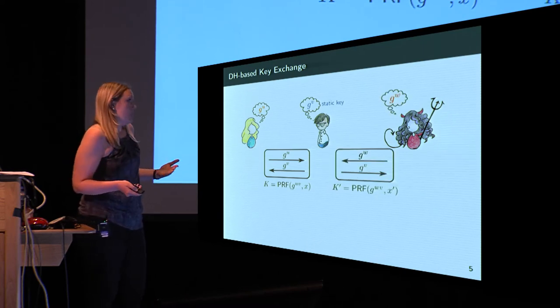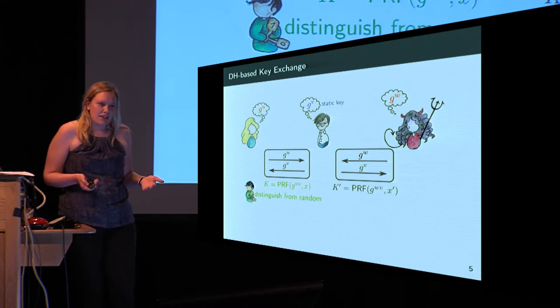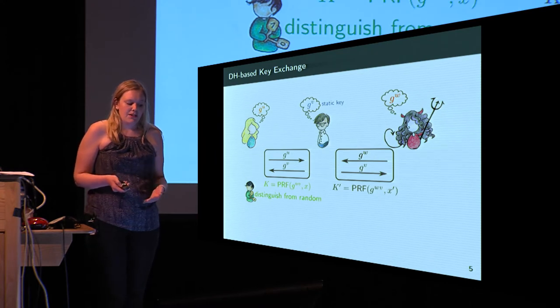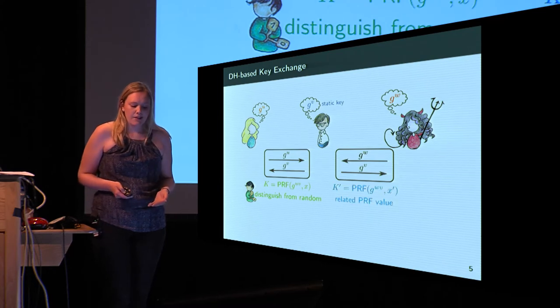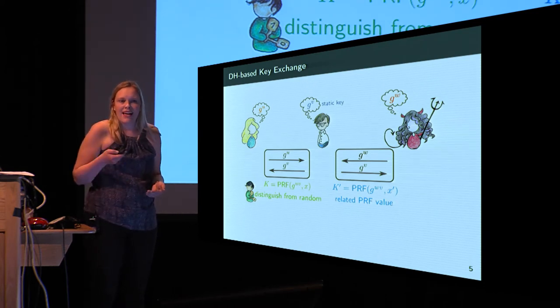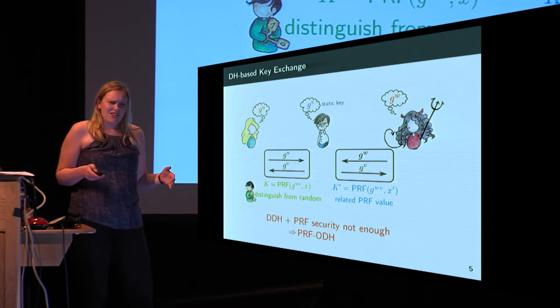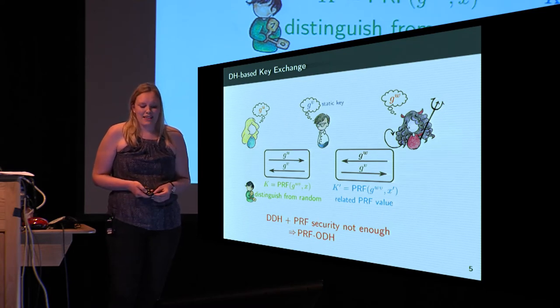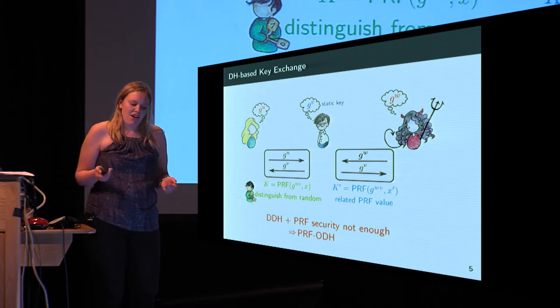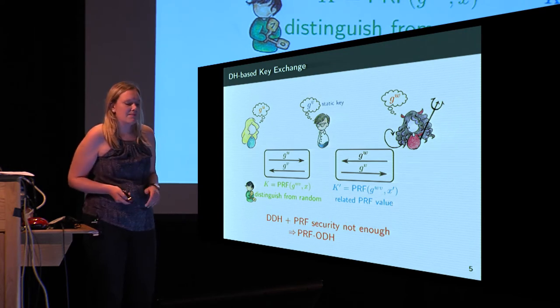But nothing hinders our adversary from doing the same, right? Our adversary Eve also initiates a key exchange with Bob and derives a K prime value, which is keyed with g to the wv. Now, traditional key exchange security asks our adversary to distinguish some session key, say this one, from random. However, we're in the setting where there are related PRF values around, related in the sense that the key that goes into the PRF has a common Diffie-Hellman share with our so-called tested session key, this K over here. As it turns out, just assuming DDH and PRF security is not enough in this setting. We find ourselves in the setting of PRF ODH. Our adversary is asked to distinguish a PRF value that is keyed with a Diffie-Hellman value, while knowing the Diffie-Hellman shares that went into the computation, as well as related PRF values. This is exactly PRF ODH as we've seen it before.